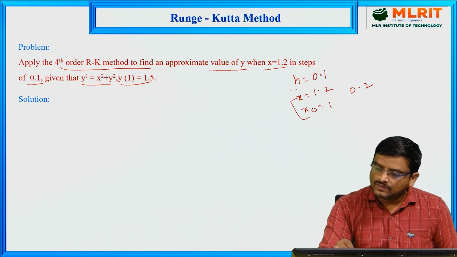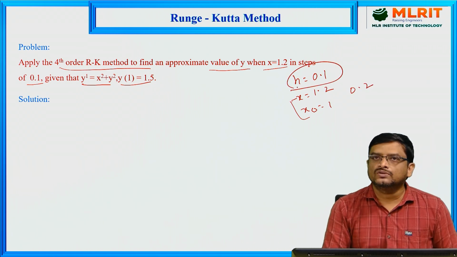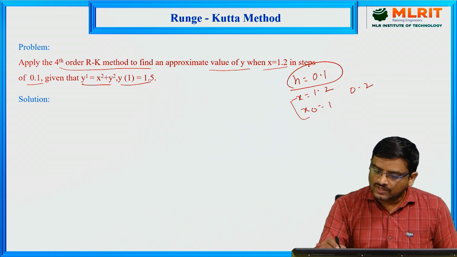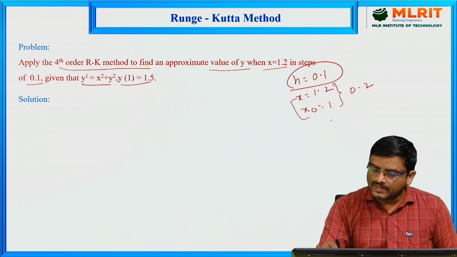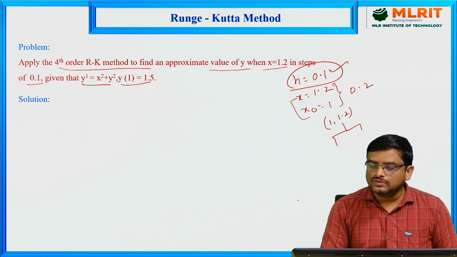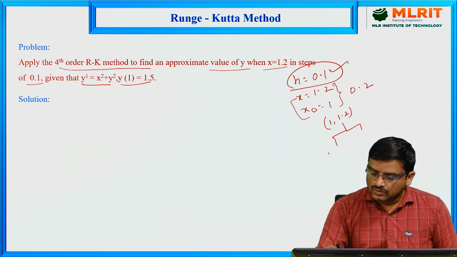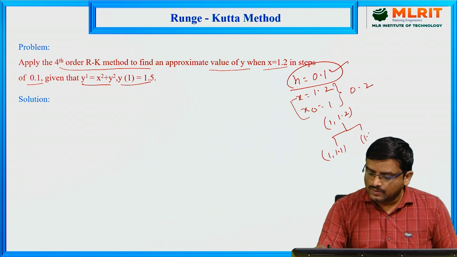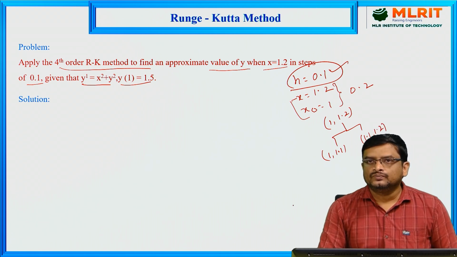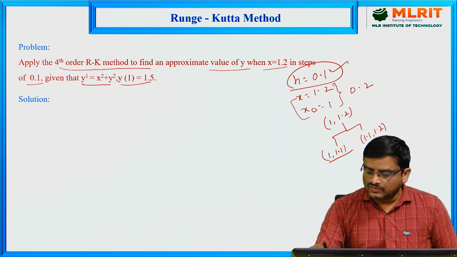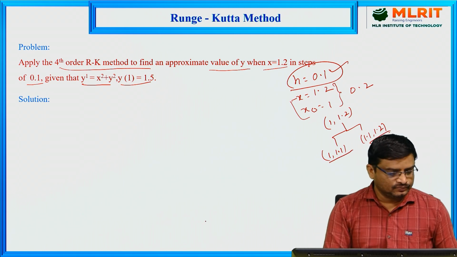But in our problem, it is given that the difference is equal to 0.1. So what we have to do is divide this interval 1 comma 1.2 into subintervals. The length of each subinterval must be equal to 0.1. That is, 1 comma 1.1 is one subinterval, and 1.1 comma 1.2 is another subinterval. So these are the values of x we have to consider here.